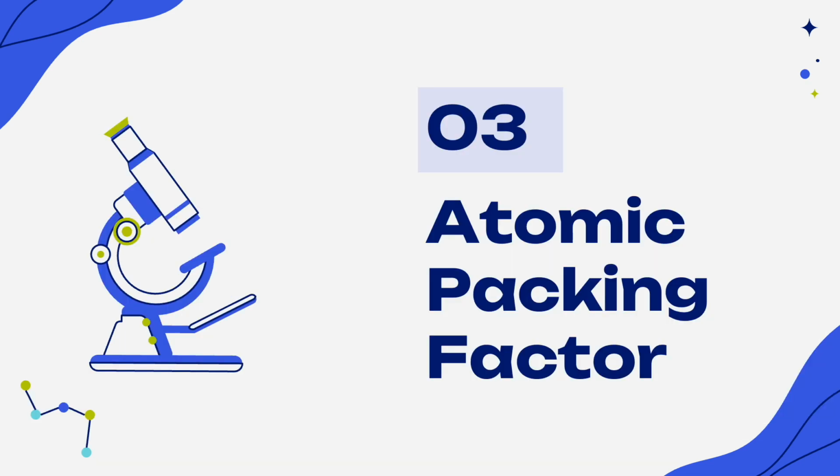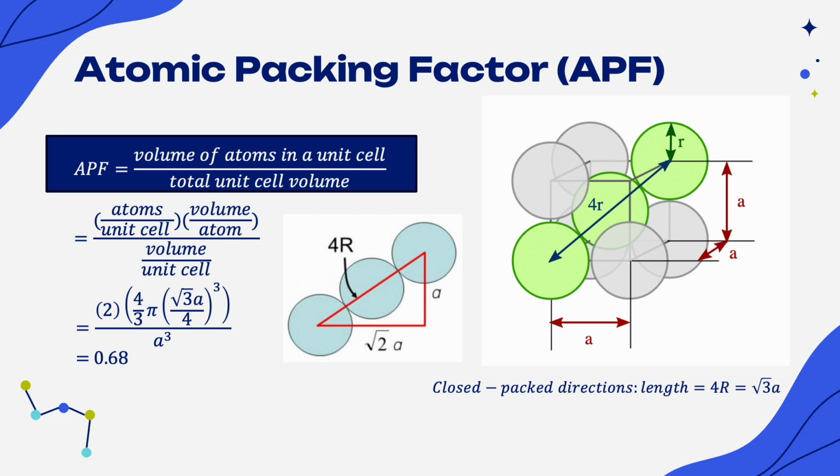Now that we understand the basics of metallic crystal structures, let's move on to discuss atomic packing factor, or APF for short. APF is a measure of how efficiently atoms are packed within a crystal structure. It gives us insights into the density and stability of the material. To calculate the atomic packing factor of a body-centered cubic structure, you need to consider the arrangement of atoms within the unit cell and the ratio of the volume occupied by the atoms to the total volume of the unit cell. In a BCC structure, the total number of atoms per unit cell is 2, so we put 2 here.